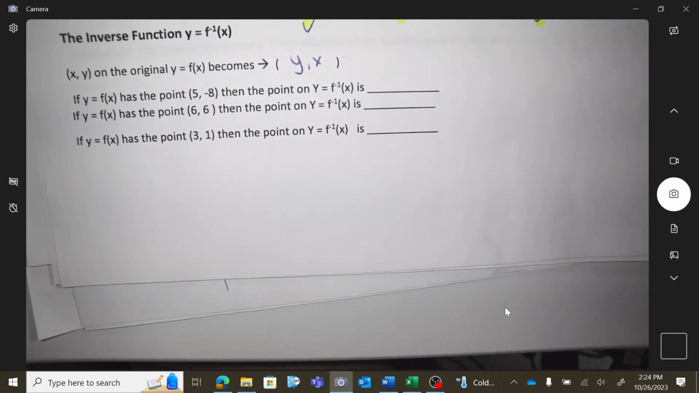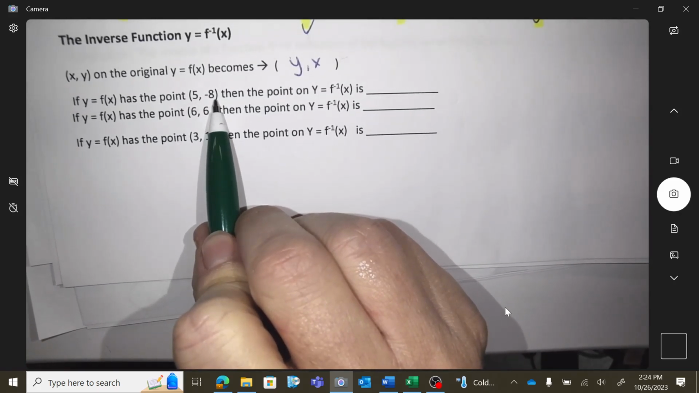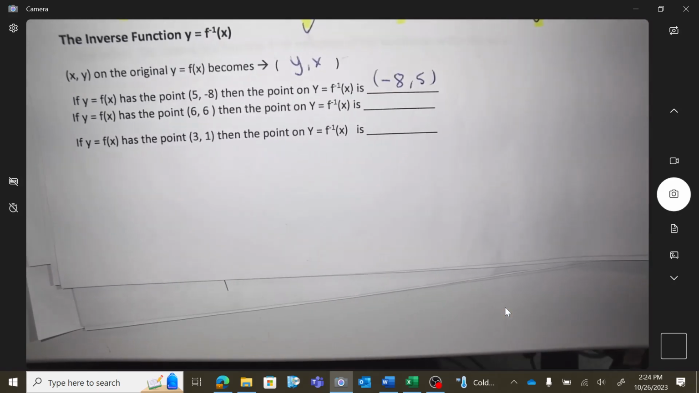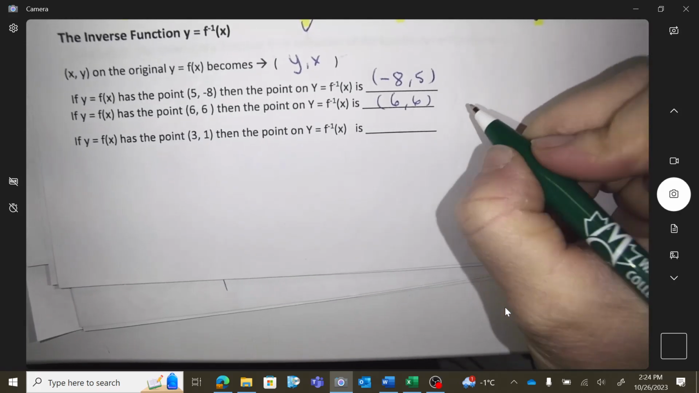Okay, so let's pretend a point was (5, 8). Where would you change the point to? (8, 5). What if you had the coordinate (6, 6)? What would it become? (6, 6). Ooh, that's special.